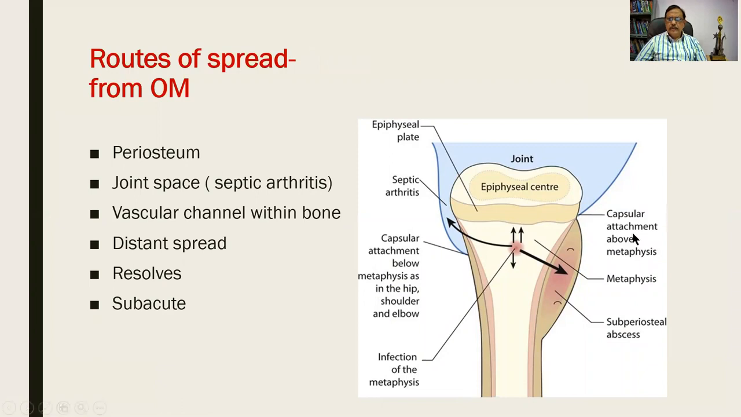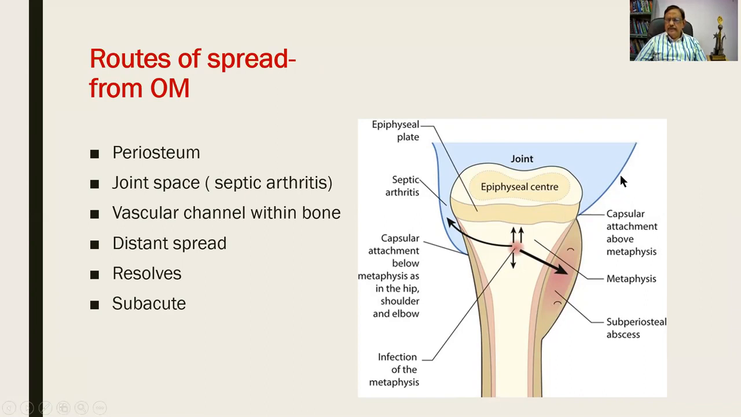Now, what are the routes of spread of osteomyelitis? Earlier, we saw how an osteomyelitis can occur. Infection can occur from the rest of the body. But in this case, what we are seeing is how it spreads from here. Look at this one. This is the focus of osteomyelitis, and it can spread into the periosteal space. I'm sorry, the periosteal space. So there is a subperiosteal abscess formation.